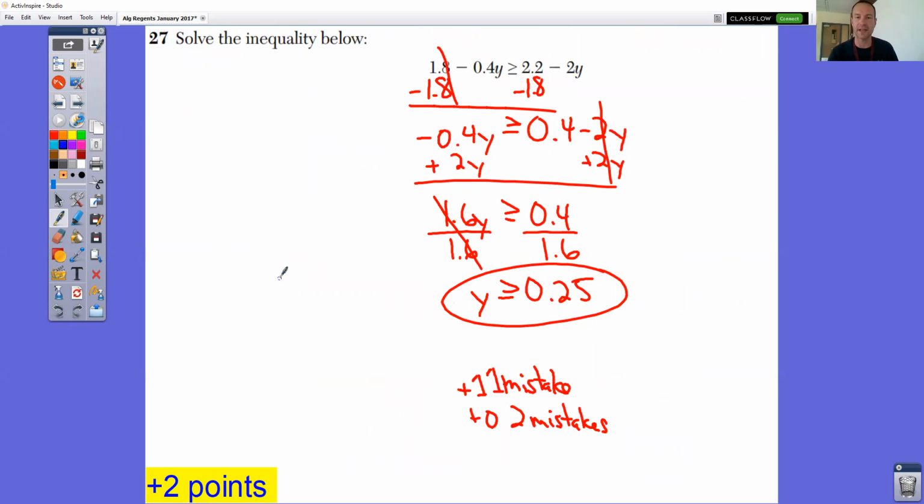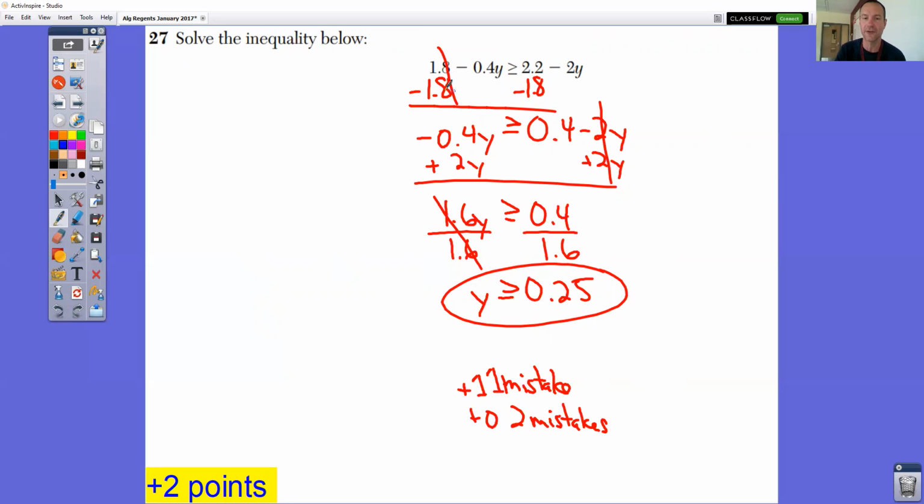In question number 27, you're just solving the inequality. Remember, anytime that you're solving inequalities, if you multiply or divide by a negative number, you have to flip the sign. That doesn't happen in this problem, but there are multiple ways that you could solve this one, all being the same answer in the end.